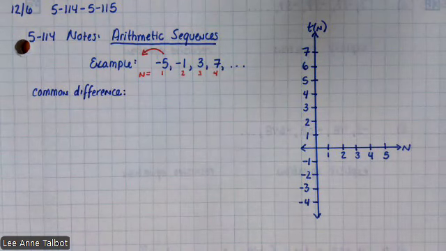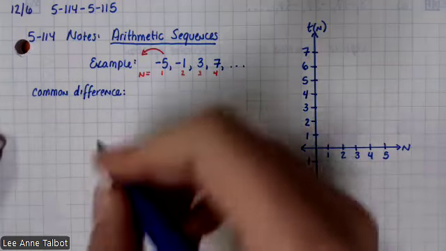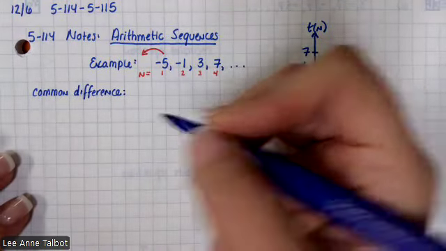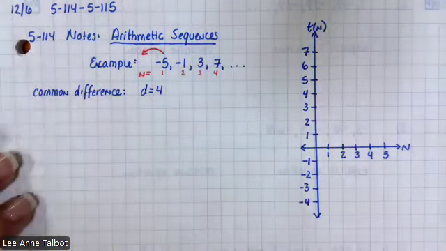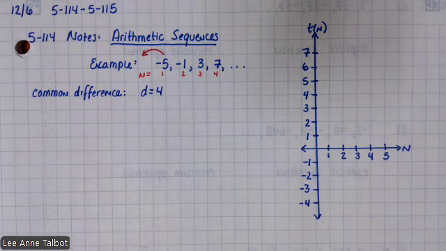Arithmetic sequences have a common difference, which is their growth. What is the growth in this problem? 4. And what letter do we use for that? Perfect. I must not have put you that asleep.